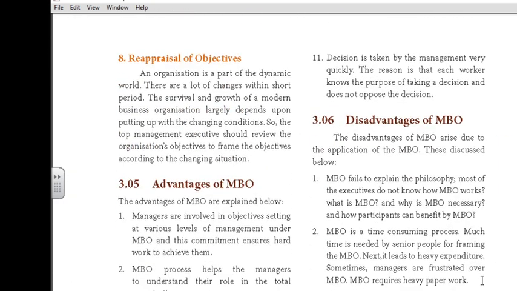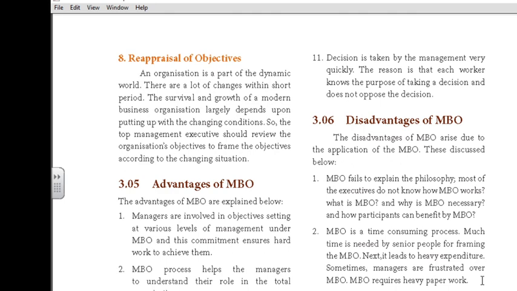Next is the reappraisal of objectives. Organization is a part of a dynamic world. There are a lot of changes within a short period. அதாவது நம்ம ஒரு விஷயம் செய்யும் போது ஒரு கோல்ஸ் அச்சீவ் பண்ணும்போது இருக்கிற சிச்சுவேஷன்ஸ் வேற, when we are doing the process அதை நடைமுறைக்கு எடுத்துட்டு வரும்போது வேற விதமா ஏதாவது ஒரு சேஞ்சஸ் வரலாம். So we have to adapt to the changes, we have to move according to the business.